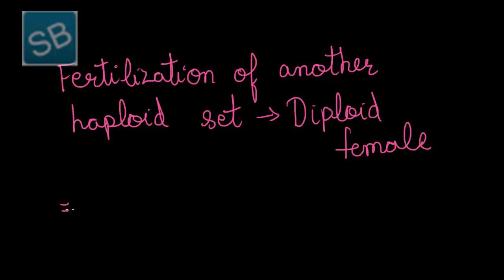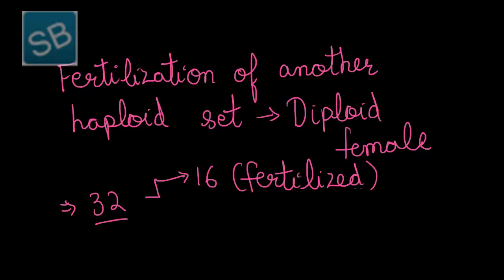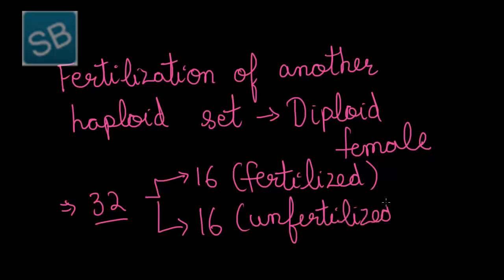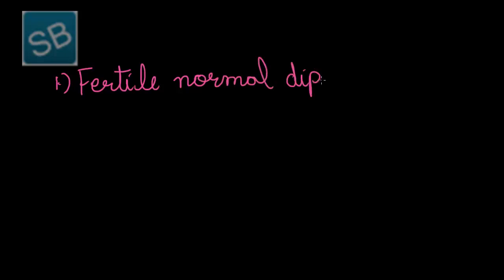Now, generally, take a total of 32 eggs, out of which only 16 would be fertilized, while the remaining 16 would remain unfertilized. So, these 16 eggs which undergo fertilization develop into females, while these 16 eggs that remain unfertilized form males. According to this mechanism, the diploid females that are formed are also of two types. First, the fertile, normal, diploid queen. That is, they are named in such a manner because they possess the property of fertility and are normally diploid.